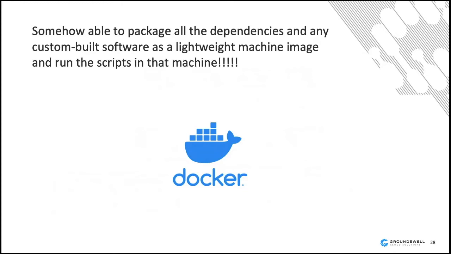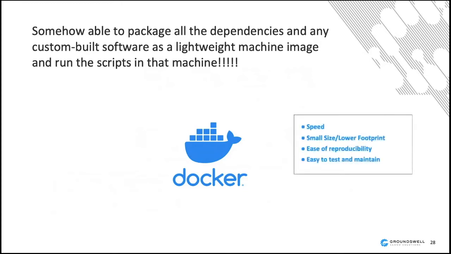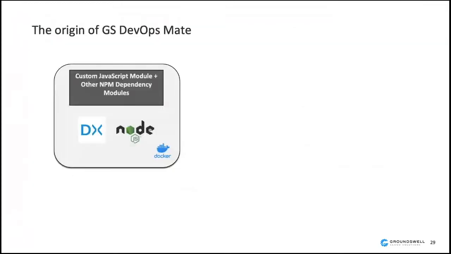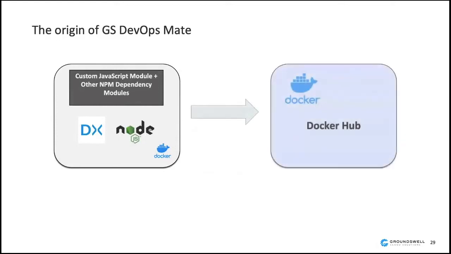We will talk about that, but the reasons are simple. Docker has speed, small size, ease of reproducibility, testing and maintenance. All these things come together. Obviously, we can't talk about the why of all this, that's beyond the scope of this webinar. But in short, it is way faster. So we started Dockerizing our application, and once I Dockerized it, I pushed it to Docker Hub.